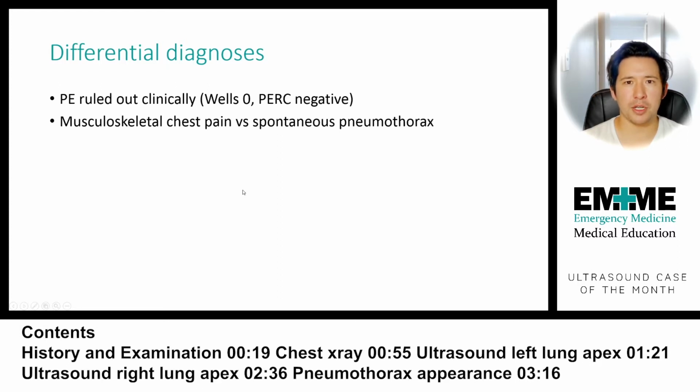So our main questions were, is it a PE? We thought not, because she had a Wells score of 0 and was PERC negative using the PE rule out criteria. Could it just be musculoskeletal pain, or could it be a spontaneous pneumothorax?